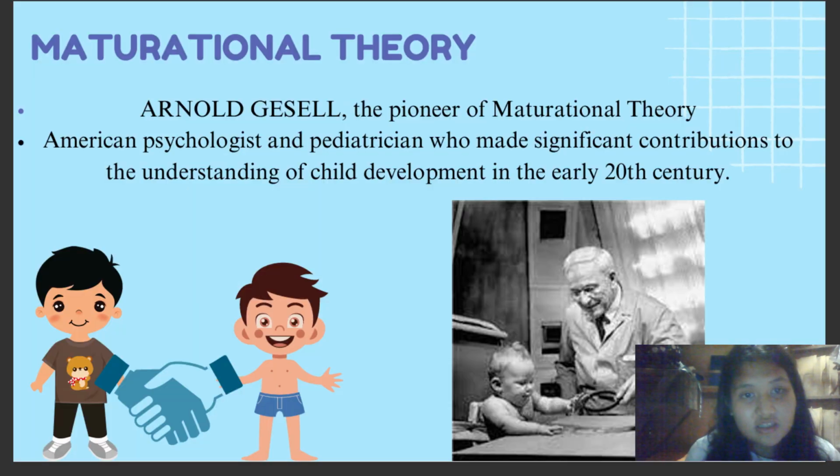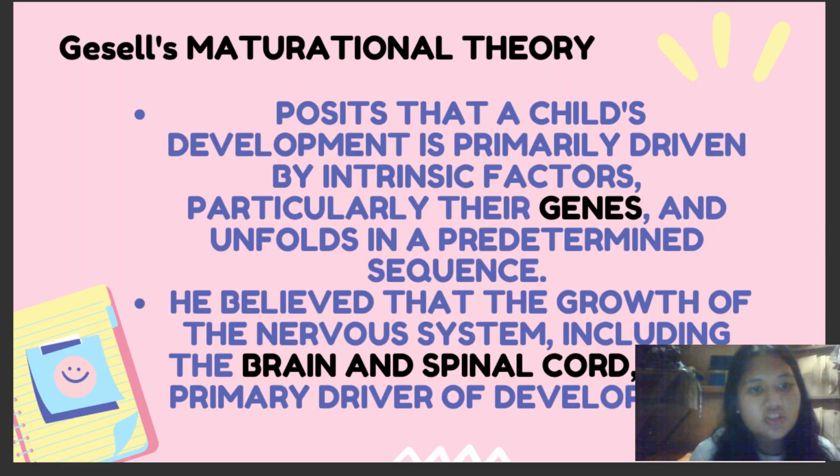The pioneer of this theory, the maturational theory, is Arnold Gesell. He is an American psychologist and a pediatrician. When you say a pediatrician, it is a doctor for children, and he also made significant contributions in the 20th century about understanding child development. Gesell posits that a child's development is primarily driven by intrinsic factors, particularly their genes, and unfolds in a predetermined sequence. He also believed that the growth of the nervous system, including the brain and spinal cord, is the primary driver of development. So, basically, Gesell explained that there is a sequence or order in child development, but it depends on internal and external factors influencing them.